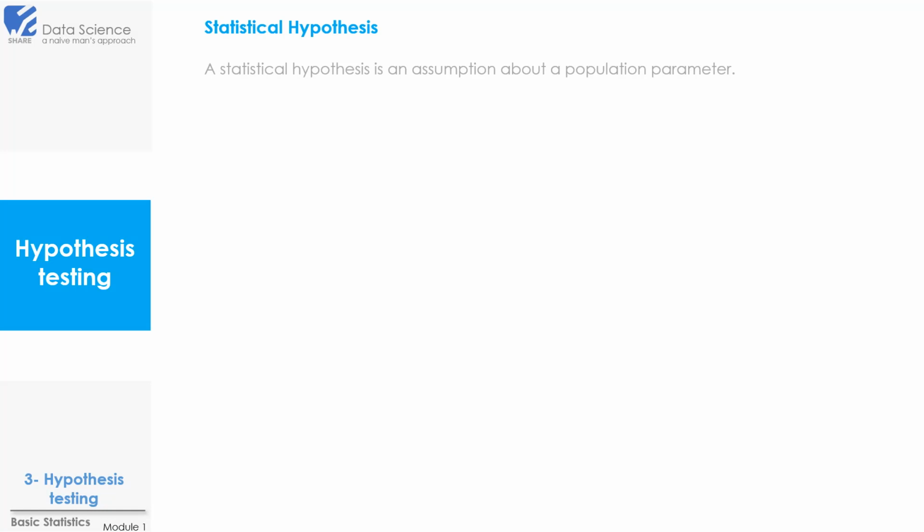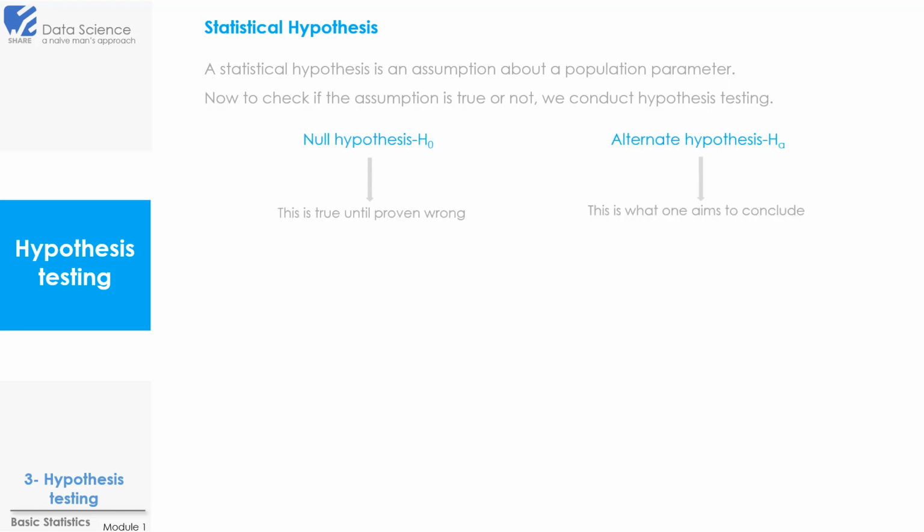Statistical hypothesis is an assumption about a population parameter, like population mean, etc. Now to check if the assumption is true or not, we conduct hypothesis testing. So how do we do it? We first define null hypothesis and alternate hypothesis. Null hypothesis is true unless it is proven otherwise, while alternate hypothesis is what we wish to conclude. Let's see a few examples.